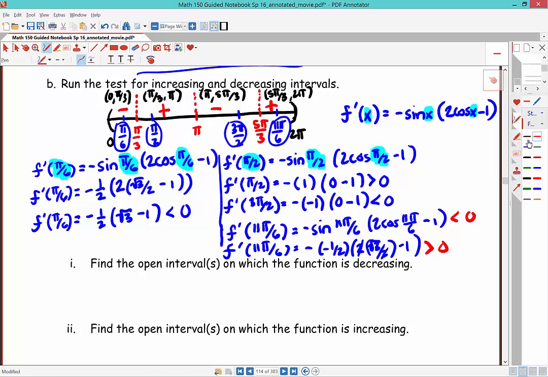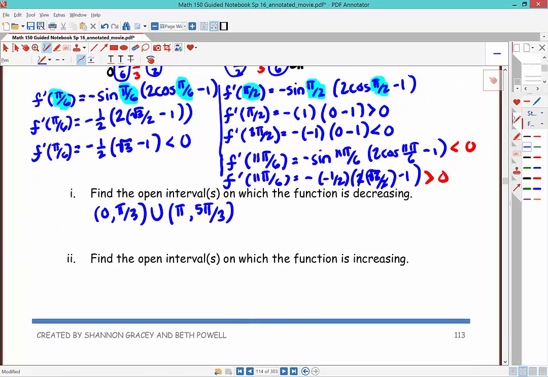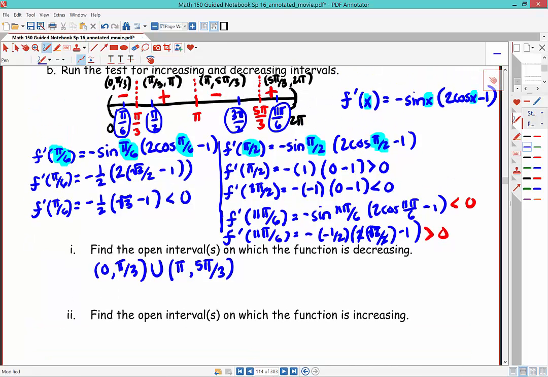So here we go. Let's find the open intervals where the function is decreasing. So you just look at the intervals where there's a minus. So we've got from 0 to pi over 3 union pi to 5 pi over 3. And the positive intervals were the other two, and that was from pi over 3 to pi union 5 pi over 3 to 2 pi. And these are all non-inclusive.